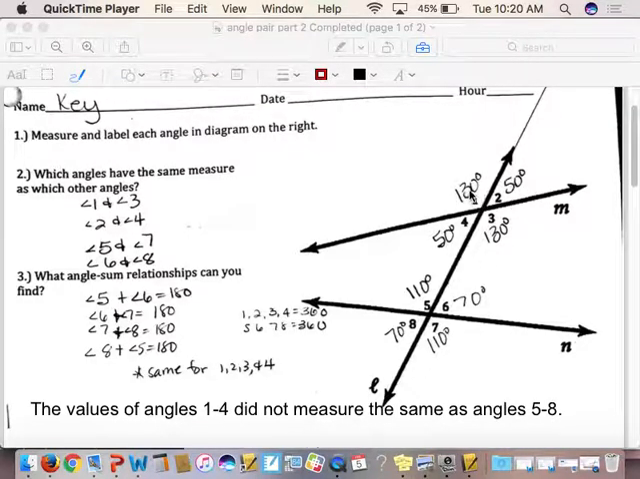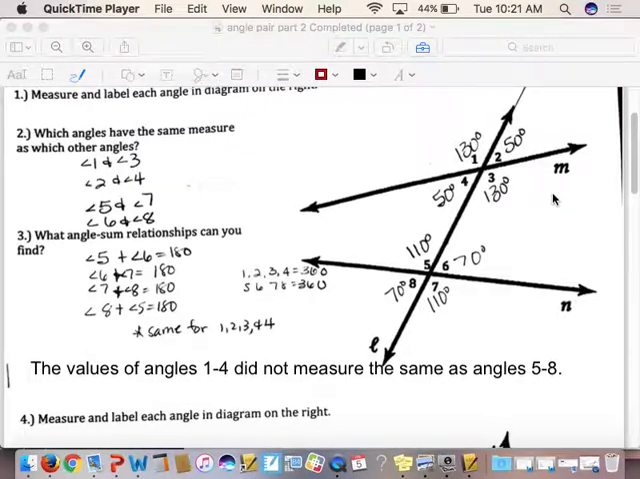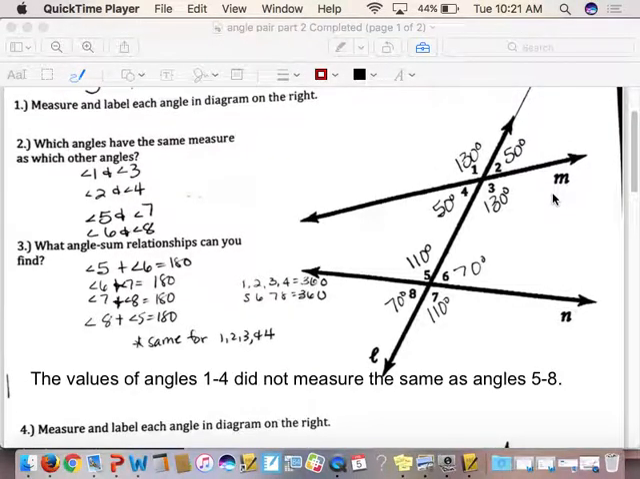In this particular diagram, the values from 1, 2, 3, and 4 were not the same. There was not a relationship between the values for 5 through 8. I'll say that one more time. The values of angles 1 through 4 did not measure the same as angles 5 through 8.